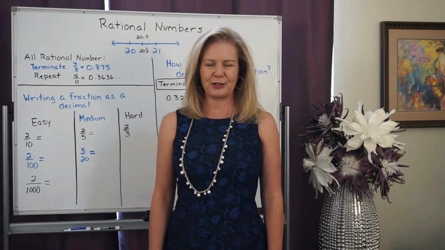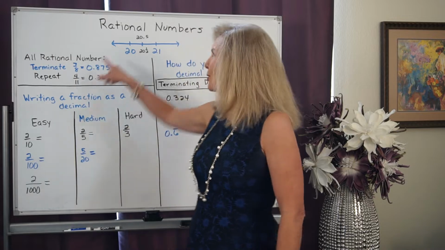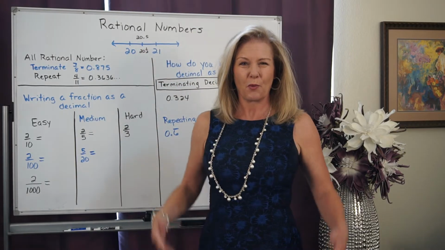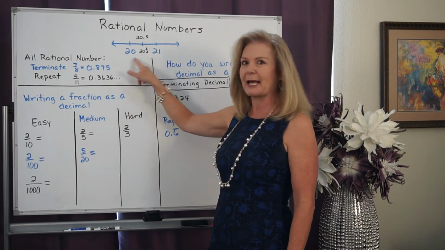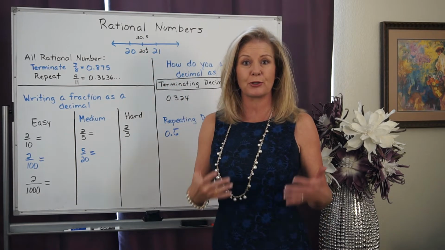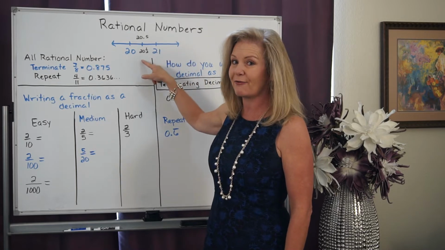Our math adventure continues, and we are entering a new world of math, the world of rational numbers. What is a rational number? Well, it's simply a number that comes between two whole numbers or two integers. So we're talking about our decimals and our fractions.